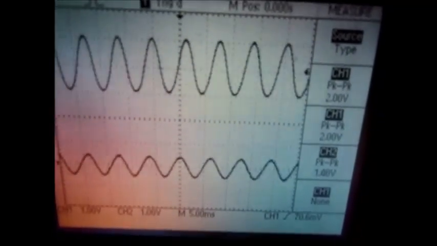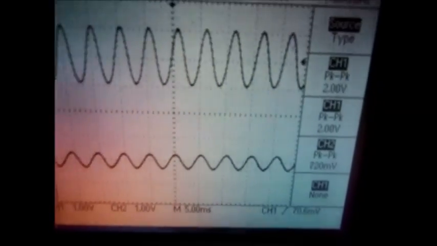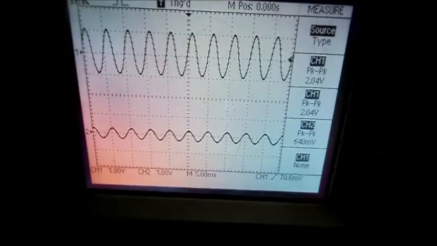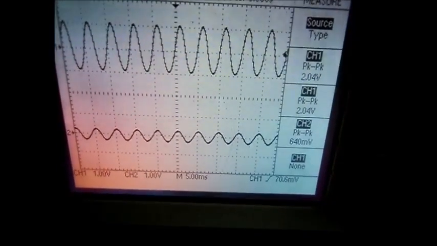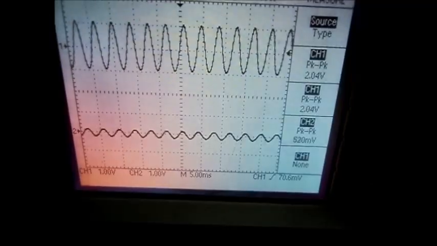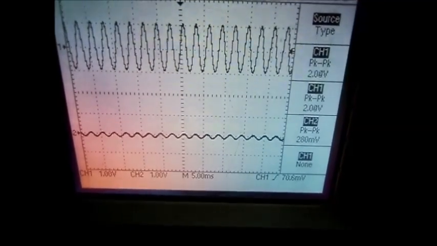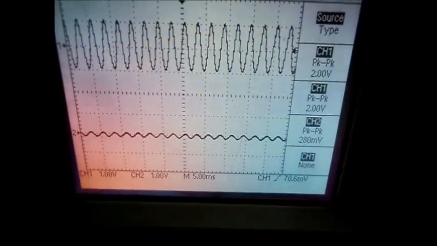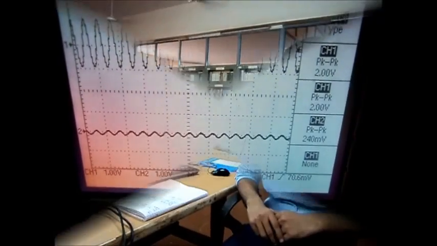Now, as the input frequency is further increased, the output voltage falls in the millivolts range. At a frequency of 200 Hz, the output voltage falls to 640 millivolts. And as the frequency is further increased, the output voltage goes on decreasing, which is consistent with the property of a low-pass filter. The high frequency components are not passed.